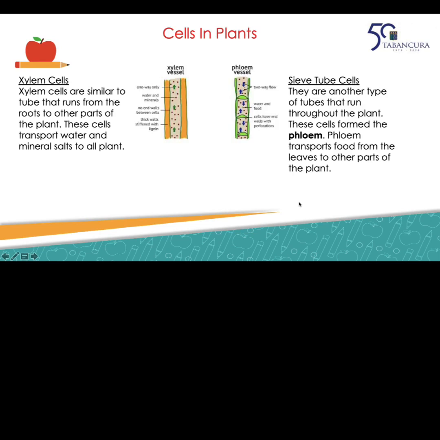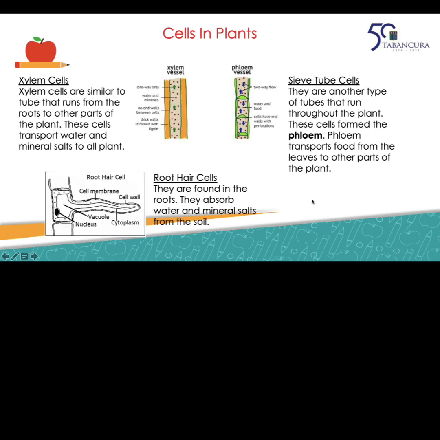Seed tube cells. They are another type of tubes that run throughout the plant. These cells form the phloem. Phloem transports food from the leaves to other parts of the plant. Root hair cells. They are found in the roots. They absorb water and mineral salts from the soil.